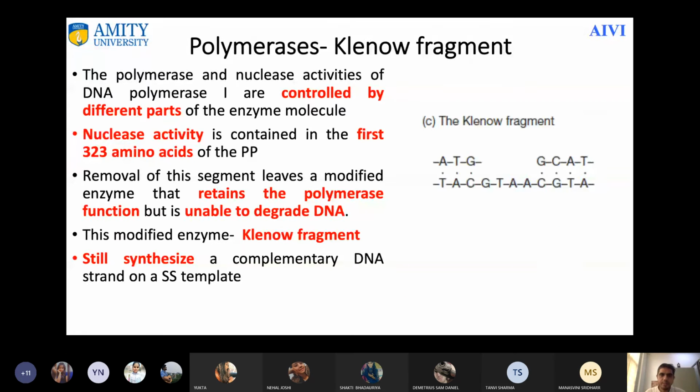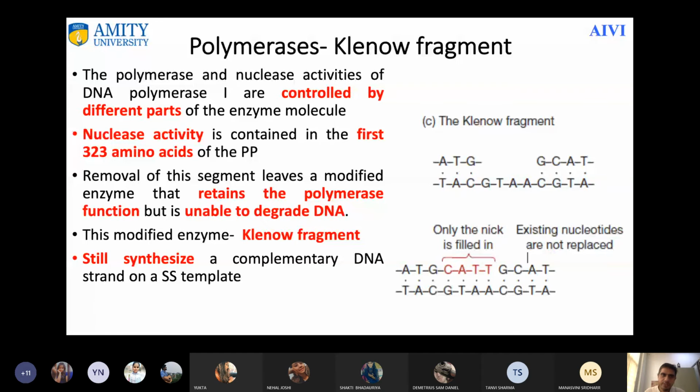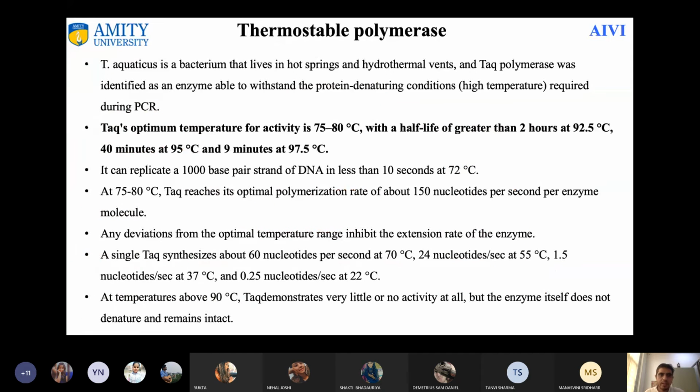this is again some summary of your Klenow fragment. So the size of it is 323 amino acids long, and having the activity.